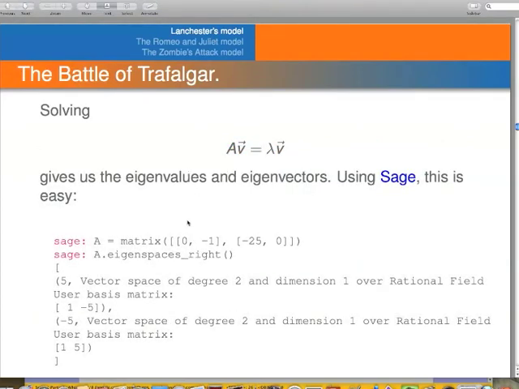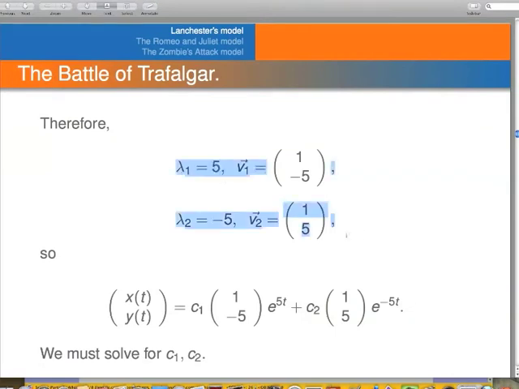It's pretty easy in SAGE to find the eigenvalues and eigenvectors. You just type the matrix in, like this, and then you enter eigenspaces right. If you have a larger matrix and the eigenvectors are not so simple like we have here, you might want to enter coefficients in CC, complex numbers, for example. But in this case, it's very simple: the eigenvalues here, and the corresponding eigenvectors are there. Type that in here, so you can see it more clearly.